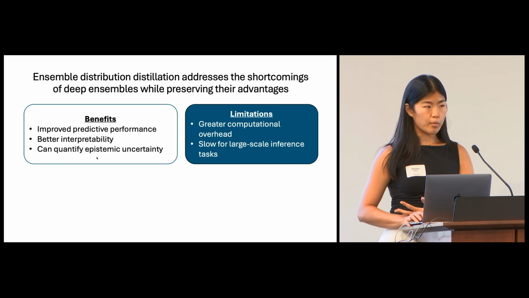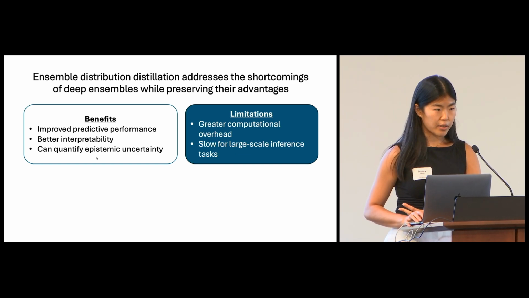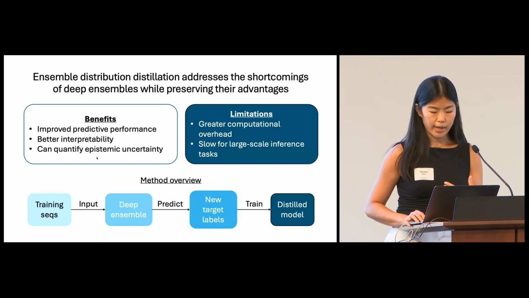Now, while deep ensembles offer notable advantages over individual models, they also suffer from several limitations arising from their dependence on multiple models. To address this, we leverage a method known as ensemble distribution distillation, wherein we essentially generate new target labels for the data using the ensemble's predictions, which are then used to train a distilled model that mitigates the disadvantages of deep ensembles while also preserving their benefits with just a single model.